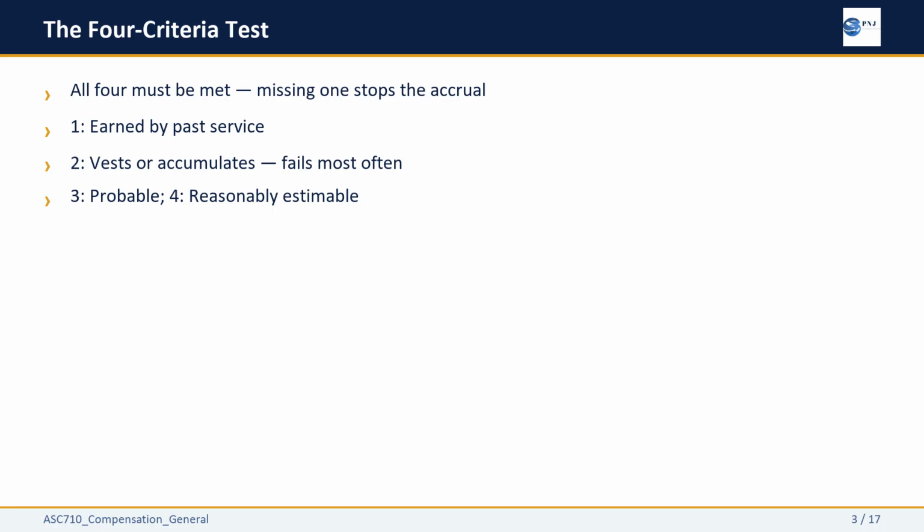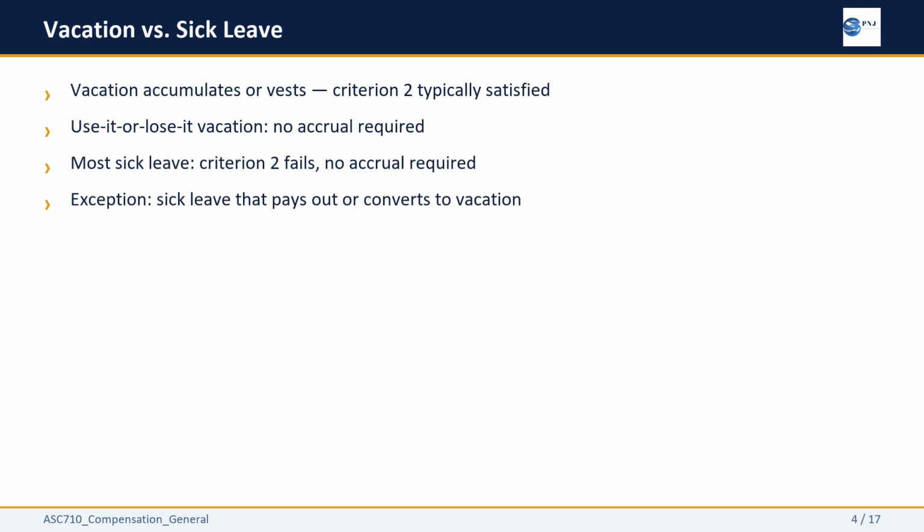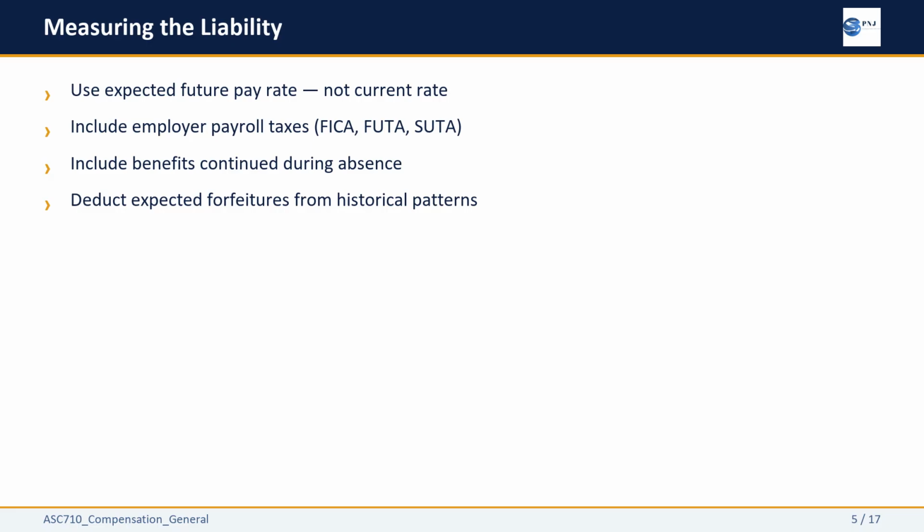Vacation almost always accrues. Sick leave usually does not. Vacation typically satisfies Criterion 2 because it either accumulates across years or is paid out at termination. Use it or lose it vacation that neither accumulates nor vests is the exception, no accrual required. Sick leave fails Criterion 2 in most cases. Unused sick days are forfeited at year-end and not paid out at departure. But if the policy pays out unused sick days or allows conversion to vacation, all 4 criteria may then be met.